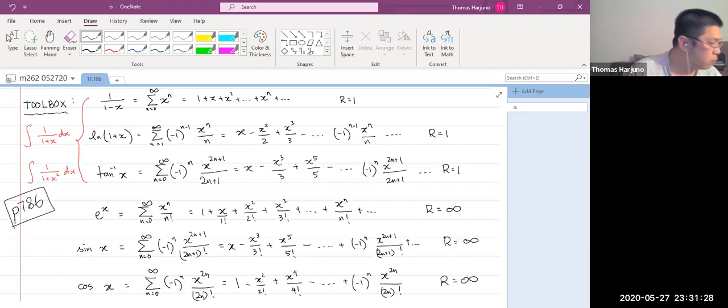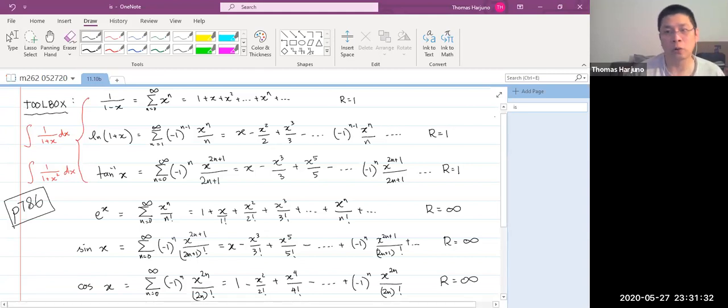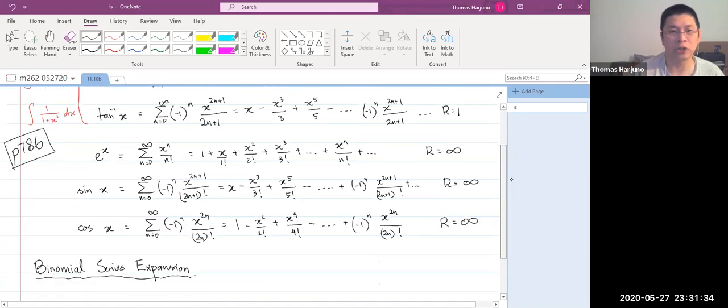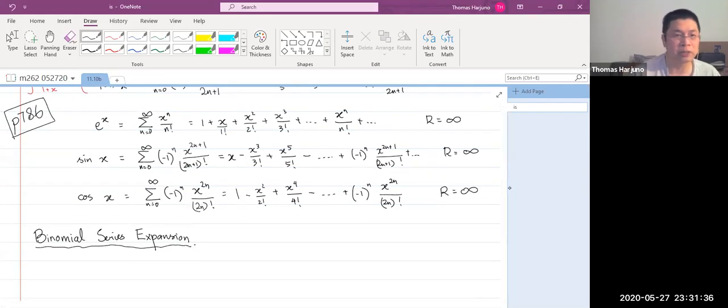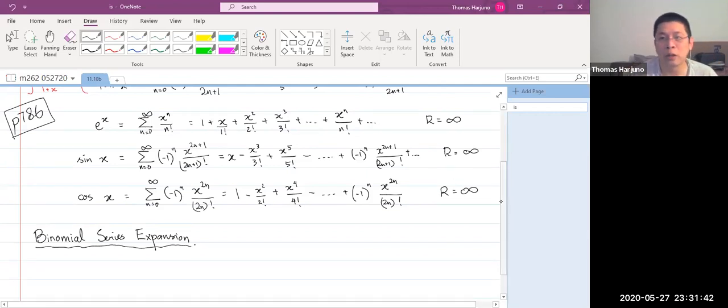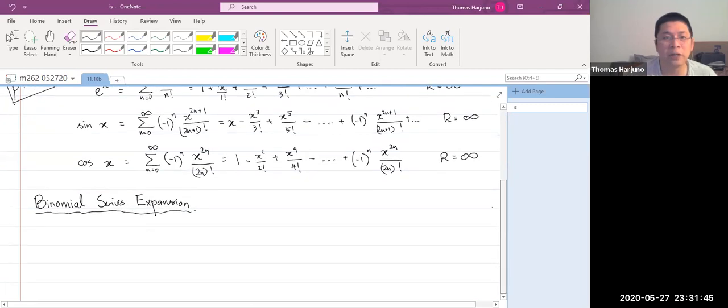There's one more expansion that I have not done. It's called binomial series expansion, or simply binomial expansion. And we have done this with the positive integers. Let's see, for example, what I mean by binomial series expansion.